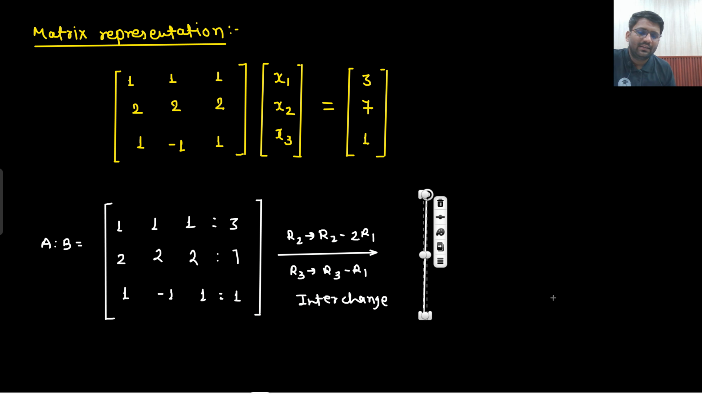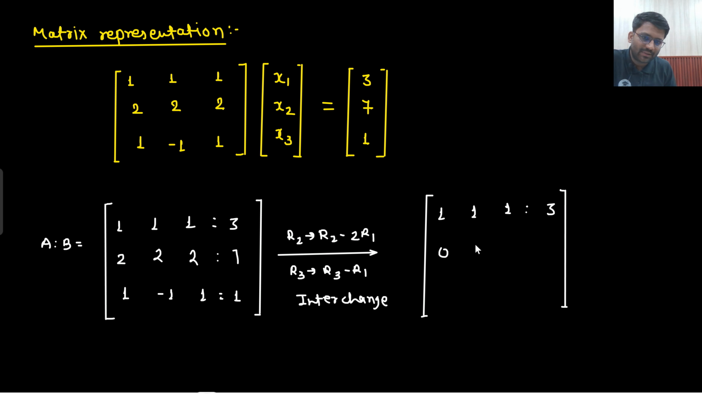Because I can sense that I will be able to get the row echelon form. After that, the only thing I need to do is interchange. What I mean to say is that the first row stays as it is: 1, 1, 1, 3. Then twice of this I am subtracting, so 0, 0, 0 and 1 I am getting here. And then this will be 0, this will be minus 2, this will be 0, and this will be minus 2. So this is the scenario we are getting.